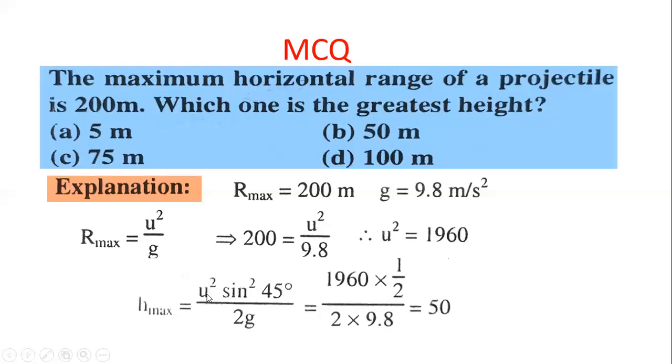But H maximum equal to u square sine square alpha by 2g. Here, you know, for maximum range the value of alpha equal to 45 degree. Now, here we apply the values. So 1960, which is the value of u square. Sine 45 degree equal to 1 by root 2, and its square is half. So here the value of g is 9.8. So, boys, finally you get 50 after calculation. So our required answer is 50 meter.